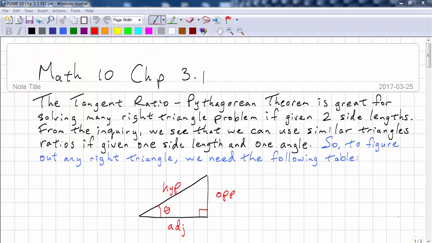This is Foundations of Math in Pre-Calculus 10, Chapter 3.1. We're going to be looking at the tangent ratio. We know that the Pythagorean theorem is great for solving many right triangle problems if we're given two side lengths. However, we can use similar triangles and use their ratios if we're given one side length and one angle.